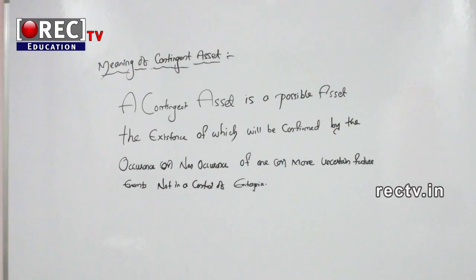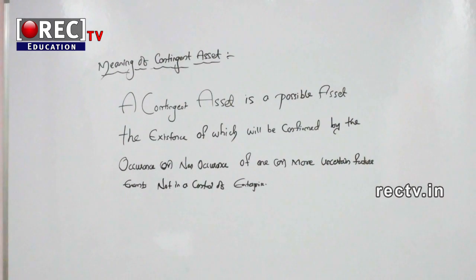Before going to learn the meaning of contingent asset, there is a question for contingent liability: how will you recognize a contingent liability? Here the answer is, a contingent liability should not be recognized, it should be disclosed in the financial statements. It will be shown in the financial statements in the footnotes, that is the notes to accounts. And a contingent liability need not even be disclosed if the possibility of outflow is remote, that is less than 10%. So if there is a contingent liability and the possibility is less than 10%, you should not disclose it in the financial statements.